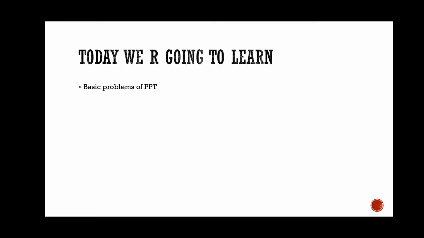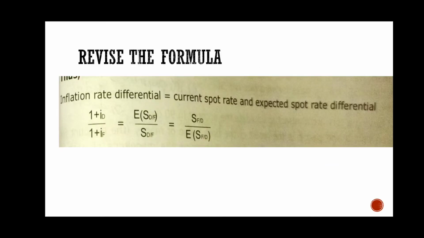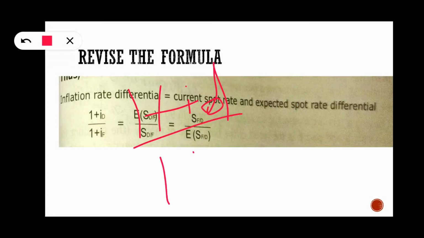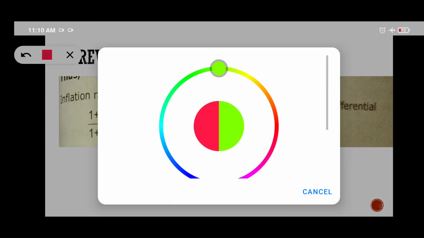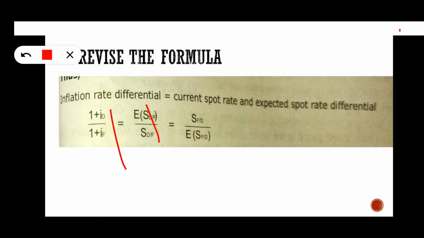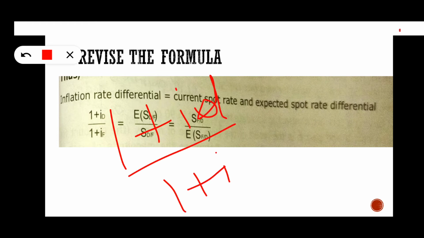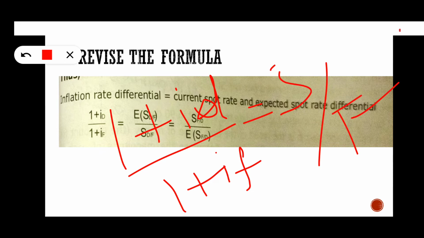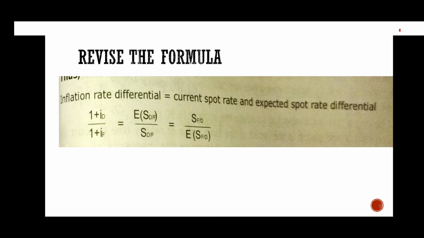Today we are going to learn some problems on purchasing power parity theorem. The formula for calculating exchange rate under purchasing power parity theorem is (1 plus ID) divided by (1 plus IF) equal to F by S in case of direct quote, and in case of indirect quote, (1 plus ID) divided by (1 plus IF) equal to S by F. By using this formula we are going to calculate the exchange rate according to purchasing power parity theorem.